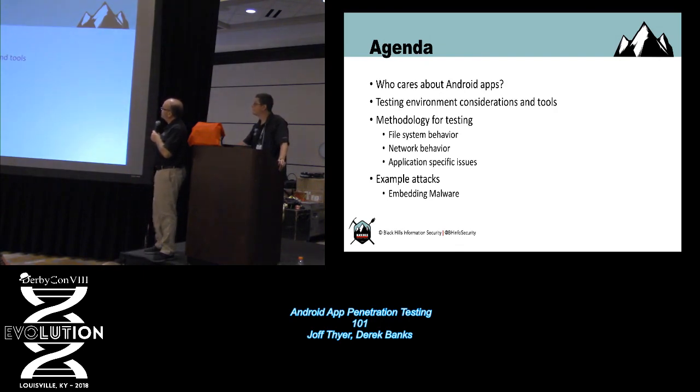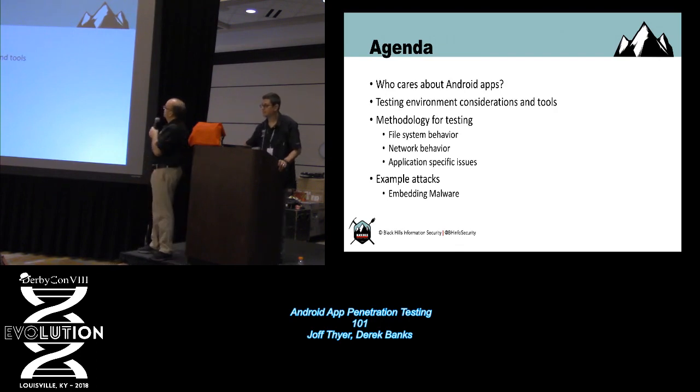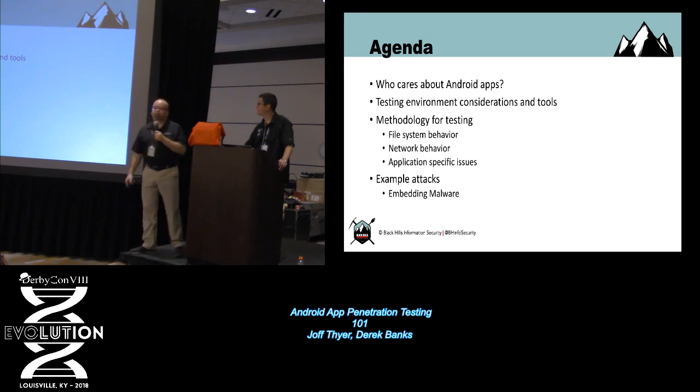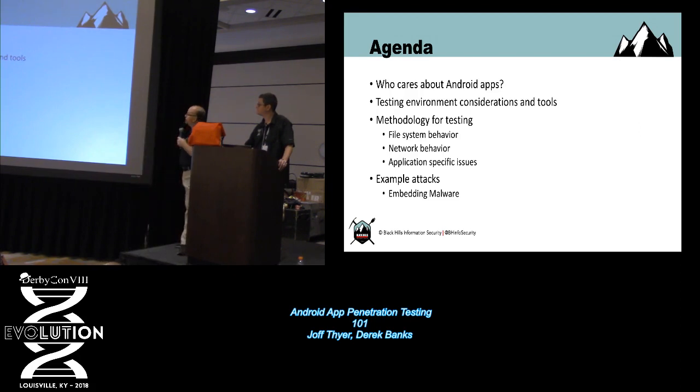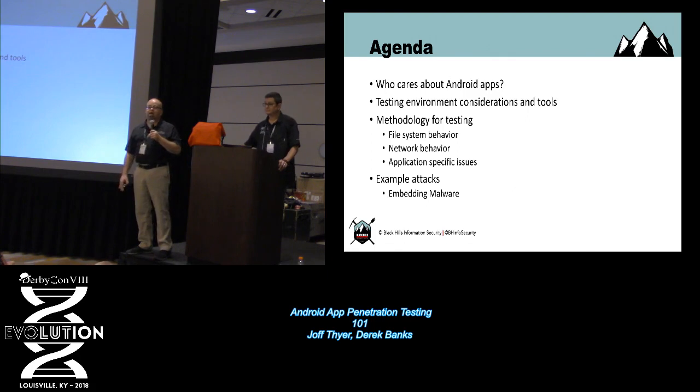Okay, so let's get to it. What's our agenda? Well, who cares about Android apps? Everybody that raised their hand a minute ago, right? Some testing environment considerations and tools. We're going to talk a little bit about methodology of testing, things like file system behaviors, network behaviors, application issues. We're going to talk about an example attack, and I'm going to go through a little segment of embedding some malware in Android package files, which is kind of fun.